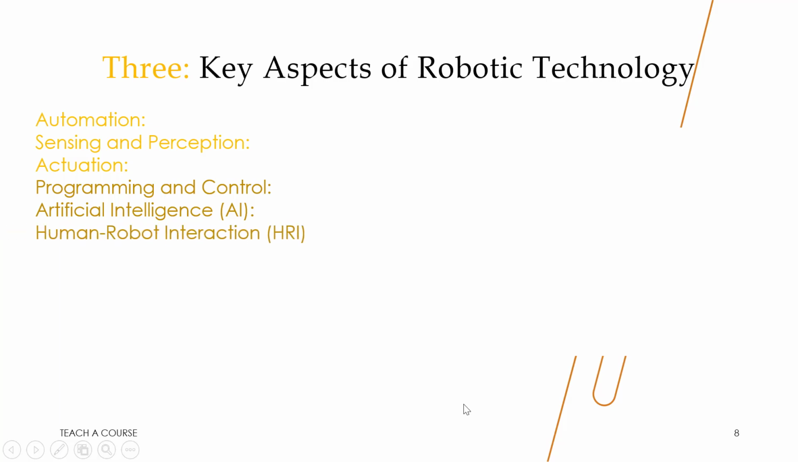And the last key aspect of robotic technology is human robot interaction, commonly called HRI. Now, HRI focuses on creating effective interfaces that allow humans to interact intuitively with robots. This includes speech recognition, gesture recognition, and other forms of seamless communication between humans and robots.